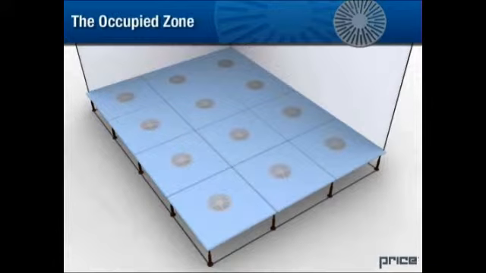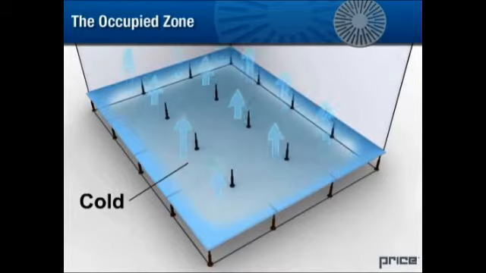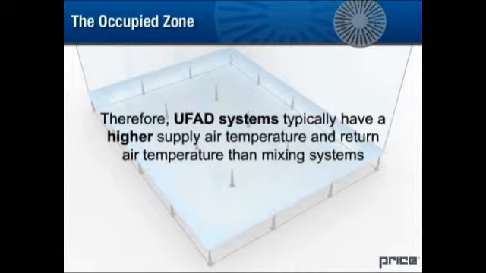We cannot introduce air at temperatures typical of an overhead system because it would cause increased temperature variations in the occupied zone, and as we are supplying air through an underfloor plenum, the floor would be very cold. It would act as a radiant cooling panel, and conduction or leakage would cause feet to be very cold. Therefore, UFAD systems typically have a higher supply air temperature and return air temperature than mixing systems.